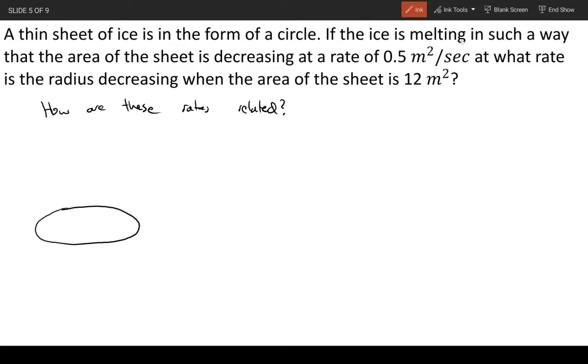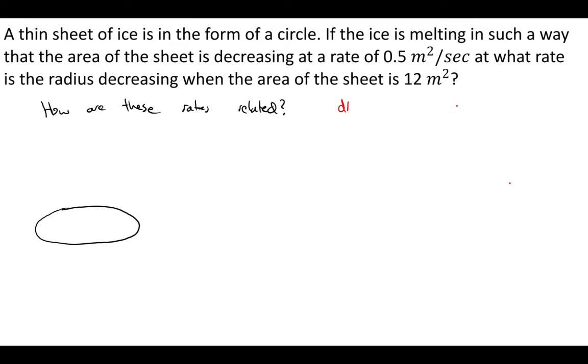Well, let's go ahead and just label what we've got. Maybe that'll help. It says that the area is decreasing. So if we're talking about area, the variable I want to use is A. So I'm going to say dA/dt. That represents the rate that the area is changing with respect to time. So dA/dt is 0.5 meters squared per second.